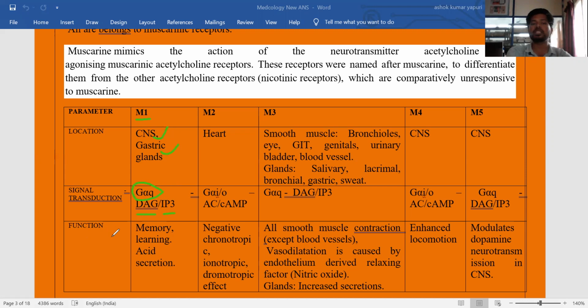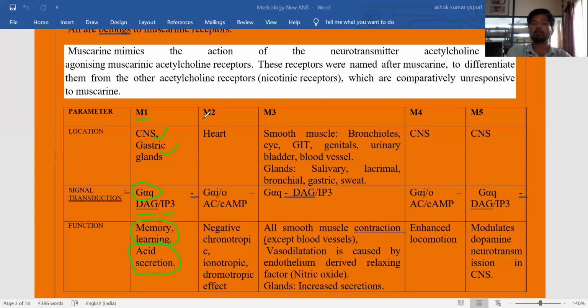Regarding the functions of the M1 receptor, in the CNS, acetylcholine through M1 receptors is involved in memory as well as learning. As you know, decreased acetylcholine in the brain leads to Alzheimer's disease, that is loss of memory. In the gastric glands, M1 receptors with the help of acetylcholine increase acid production. That's why M1 receptor blockers are used in ulcer treatment as anti-ulcer drugs. This is regarding the M1 receptors.